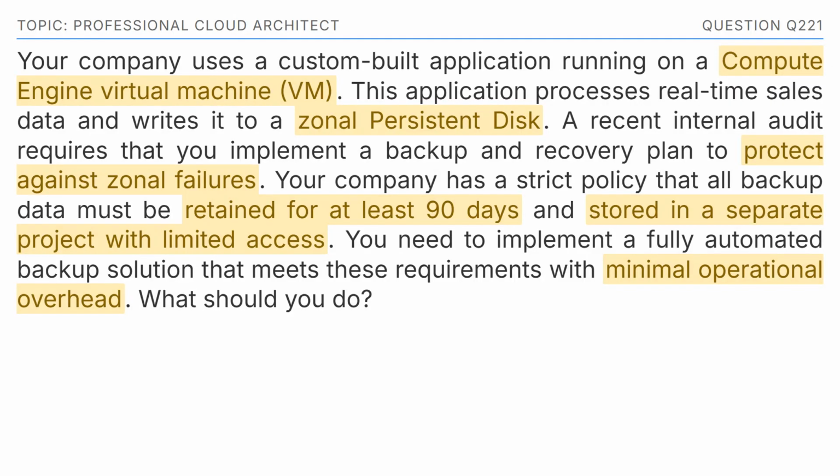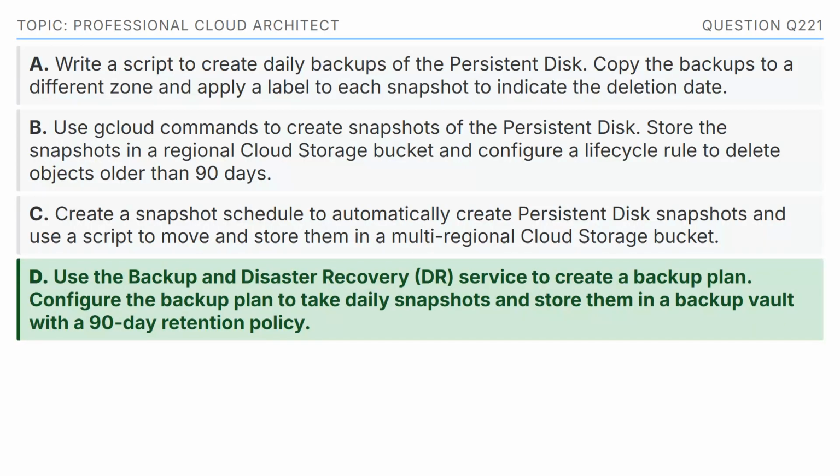To arrive at the correct answer, we focus on the keywords: Compute Engine virtual machine, VM, zonal persistent disk, protect against zonal failures, retained for at least 90 days, stored in a separate project with limited access, minimal operational overhead. The correct answer is option D, use the Backup and Disaster Recovery (DR) service to create a backup plan. Configure the backup plan to take daily snapshots and store them in a backup vault with a 90-day retention policy.